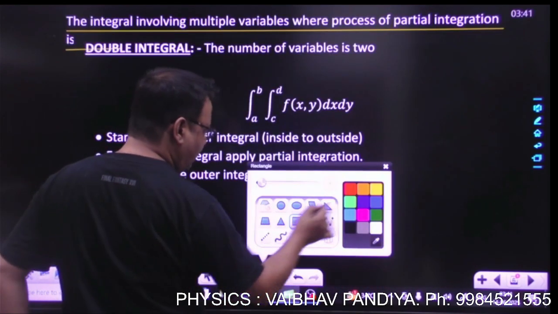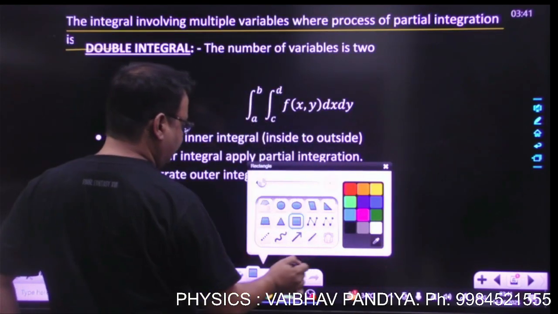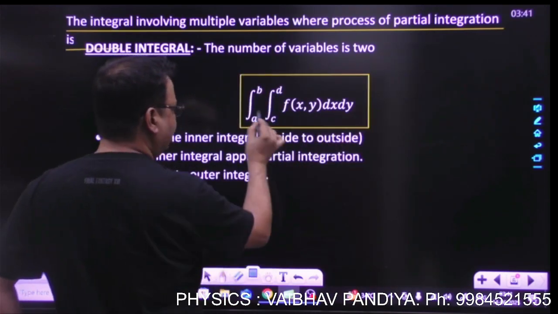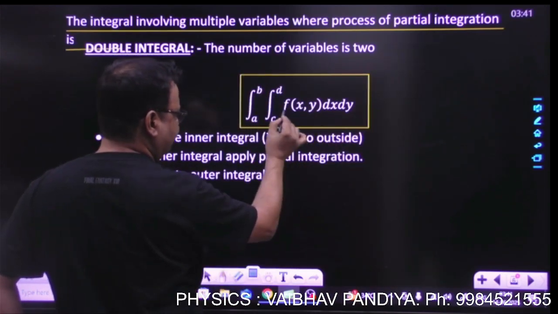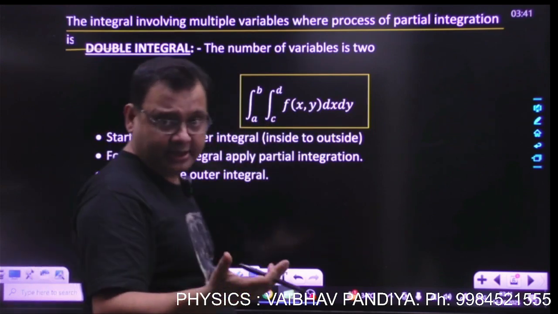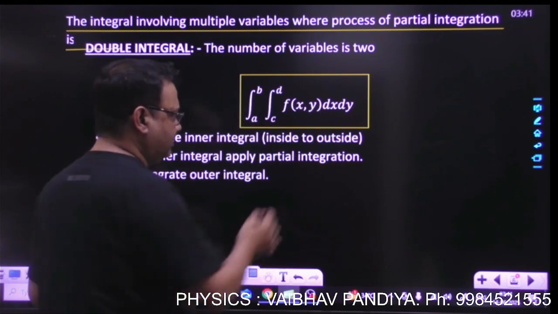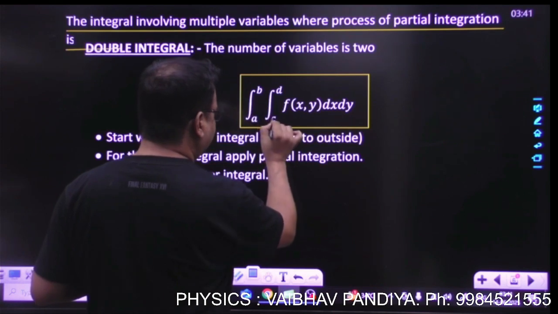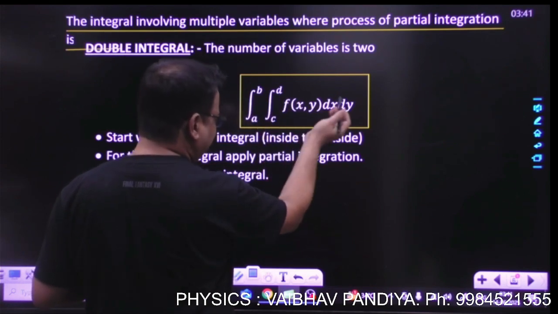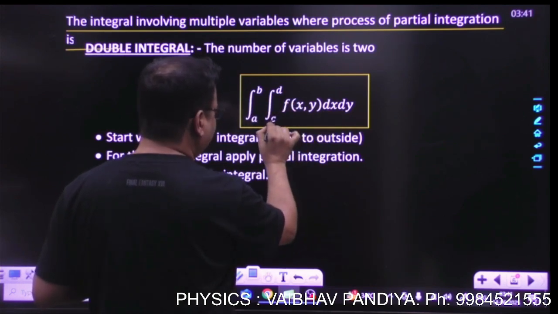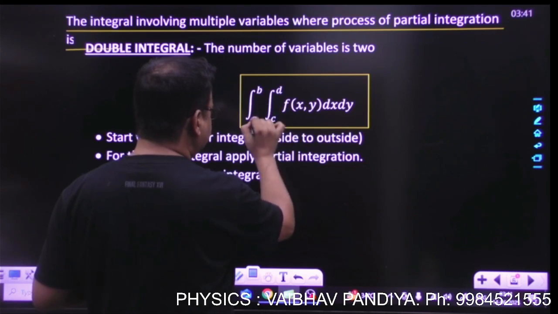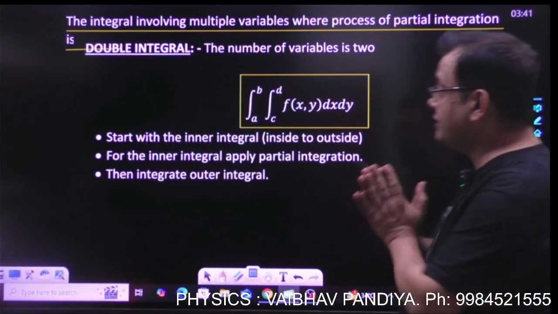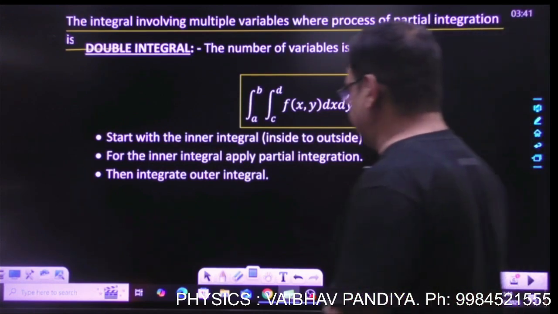Right now I am focusing on the double integral, so you can write the heading double integral. Suppose we have an integral of some function of x and y, a multivariable function, then dx dy, and then two limits. The limits can be anything depending on the requirement of the problem. Just for illustration I am putting c to d and a to b. Now see the process of how we are going to evaluate the integrated integral.